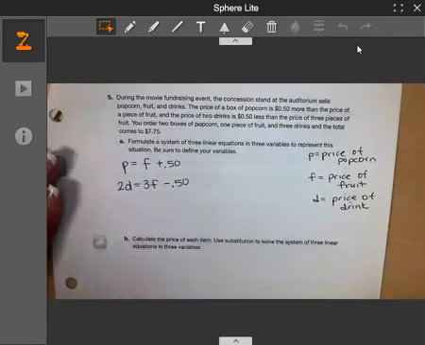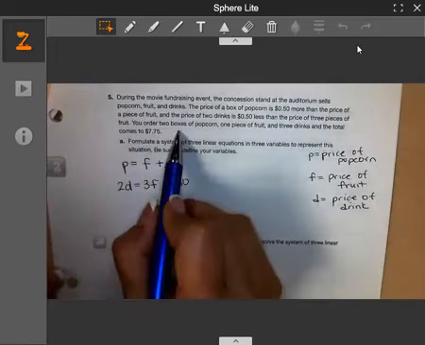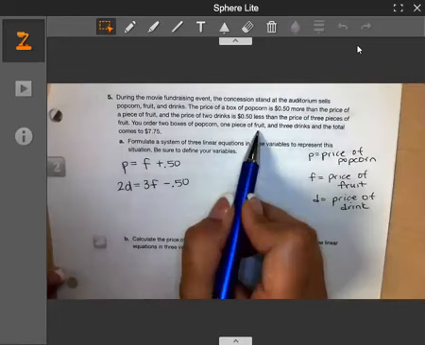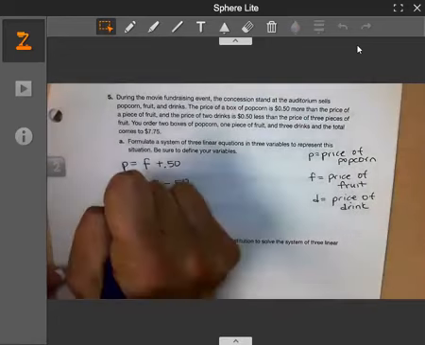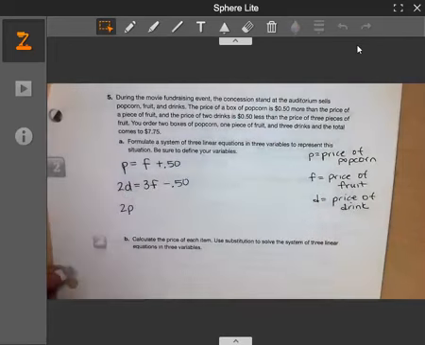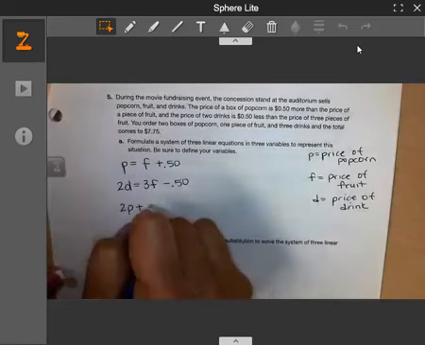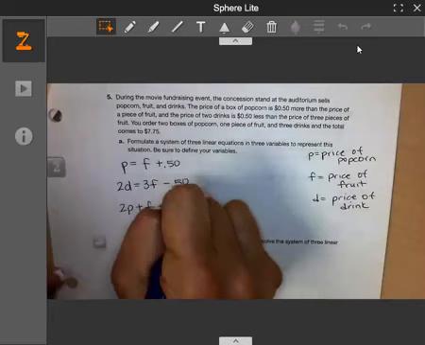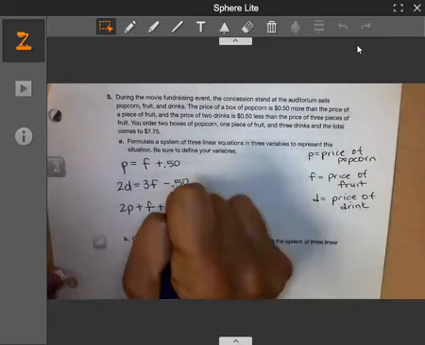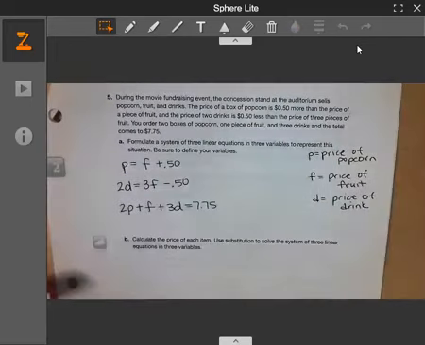That matches our sentence. You ordered 2 boxes of popcorn, 1 piece of fruit, and 3 drinks, and the total comes out to $7.75. So 2 boxes of popcorn would be 2 times the price of popcorn plus the price of fruit plus 3 times the price of the drinks equals $7.75, which is what that last sentence says, so we're ready to go.